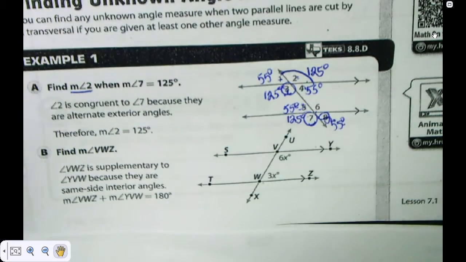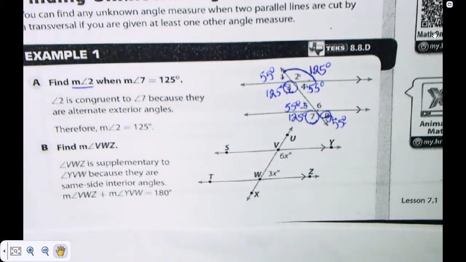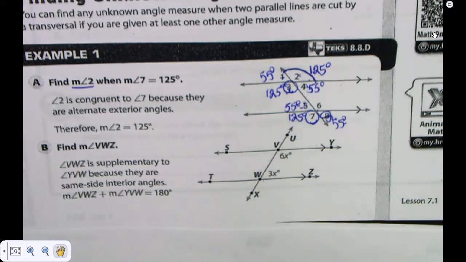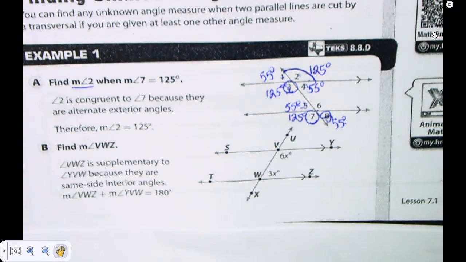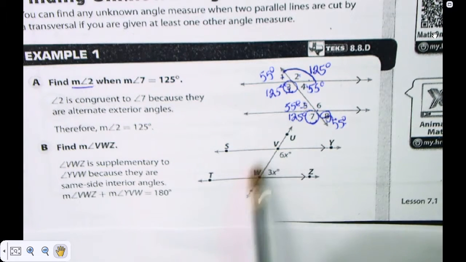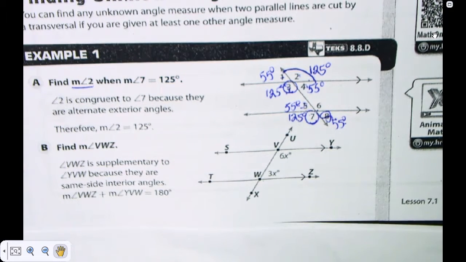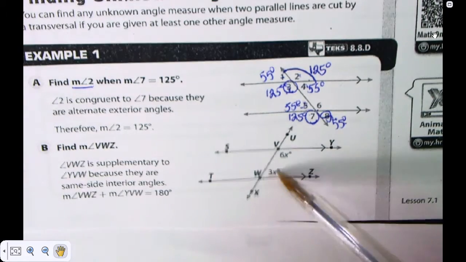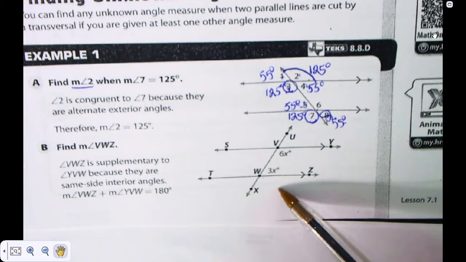Now look at B. We're going to have to do it on the paper. Guys, we have to know how to read an angle. They cannot say, what is the measure of angle W? Somebody tell me why. Because there's how many angles at angle W? 4. We don't know which one it is. It could be that one, that one, that one, or that one. So they have to give us 3 letters.